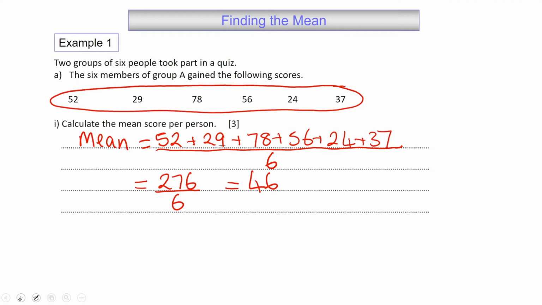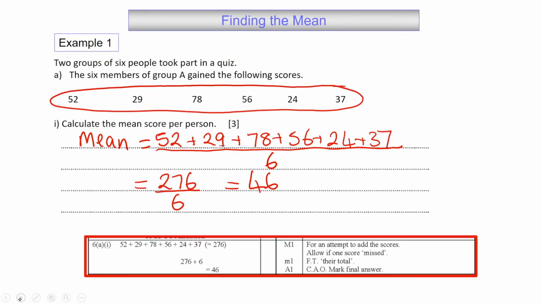So let's look at the marking scheme. So there's 3 marks for this question. So you can see that there's 2 method marks and 1 mark for your answer. So first of all, for adding these numbers together and showing your workings, or then for getting that 276, you get your first mark. Then for doing 276 divided by 6, that's this answer here, you get your second method mark. And then for the answer of 46, we get the 3rd mark. So that's where the marks are allocated in your GCSE when answering a question on mean.